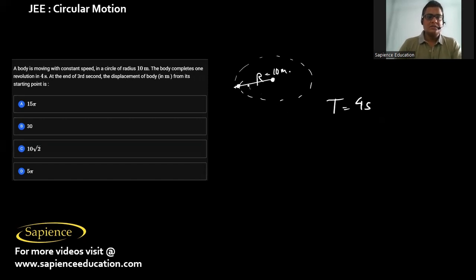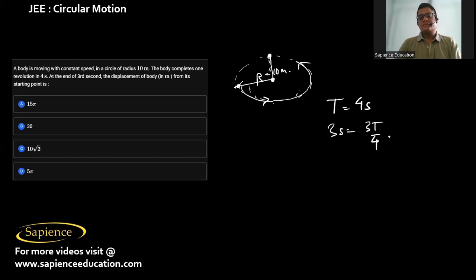At the end of the third second, you have to find the displacement of the body from its starting point. So it will reach somewhere here, since it will complete 3/4 rotation. Since 3 seconds means it is 3T by 4, it means that 3/4 revolution is completed.